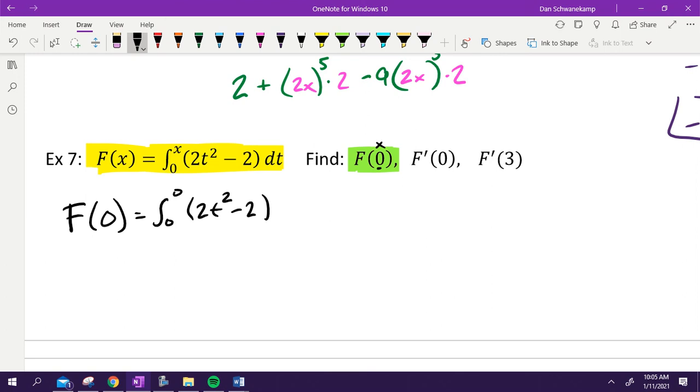2t squared minus 2 dt. I am finding the area under the curve starting at 0 and going all the way to 0. What is the area under the curve going to be if I start at 0 and I go to 0? Done. That one's easy.